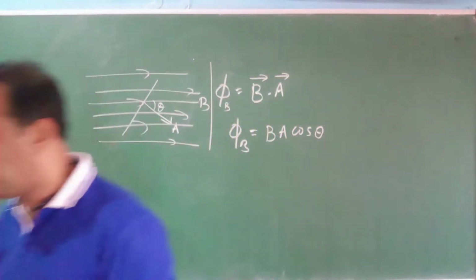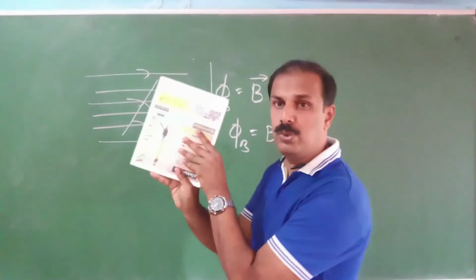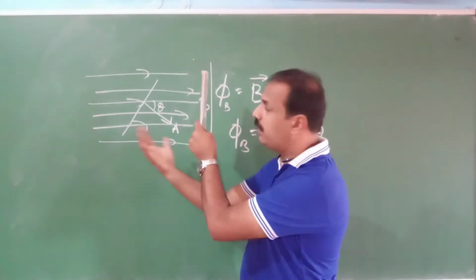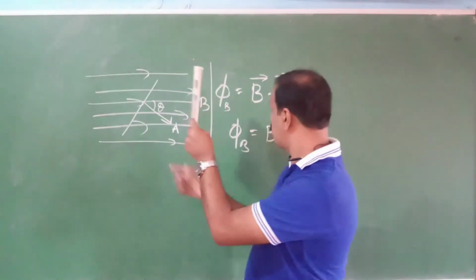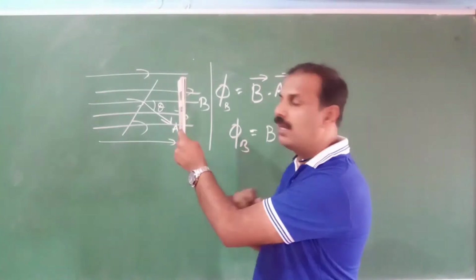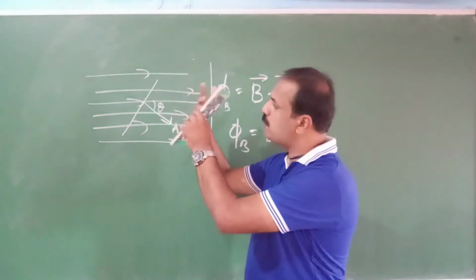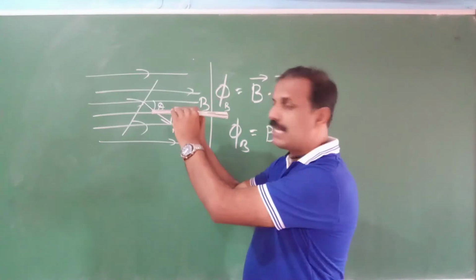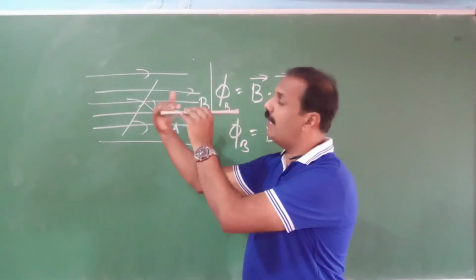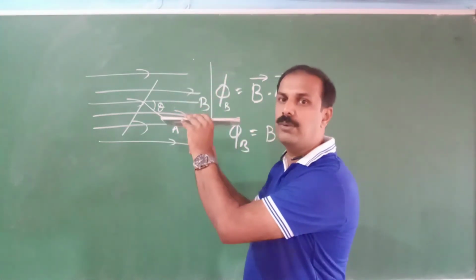For example, if you consider this book area, the field lines are coming like this. When the book is like this, the entire field is passing through it. So in that case, we have B A cos theta, and the cos theta value becomes 1. So the magnetic flux is maximum. When you keep it like this, the number of field lines passing through this area will reduce. When it is exactly like this, the field lines are not passing through it. Field lines are going above it and below it, not crossing it. Then the flux will become 0.